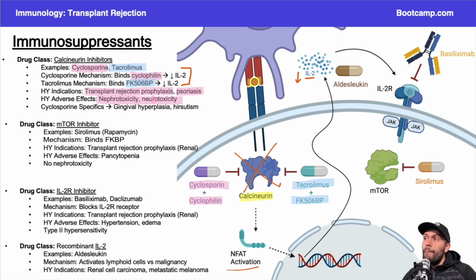They can damage the kidney, they can damage the nerves. Now, the biggest thing is the nephrotoxicity, and the reason for that is because the mTOR inhibitors, which I'll talk about in a second, there is no nephrotoxicity with those. Okay, so this is where you have to distinguish these.